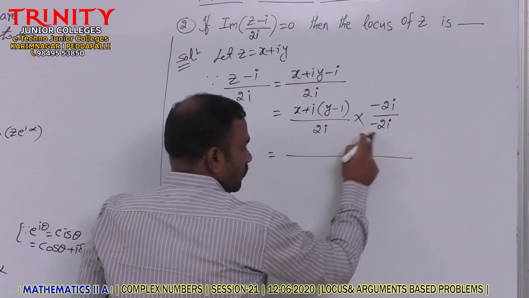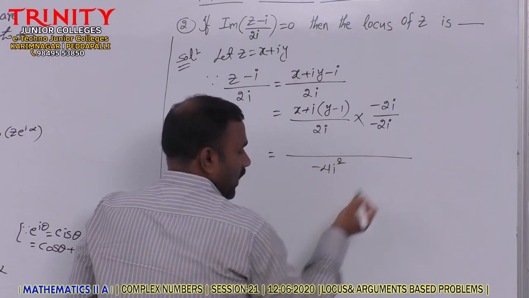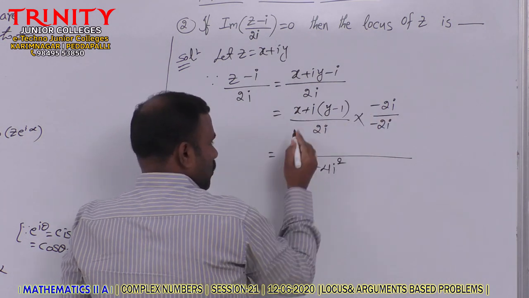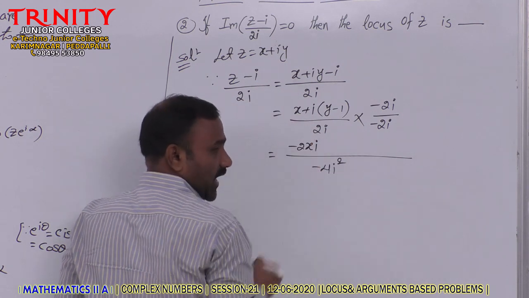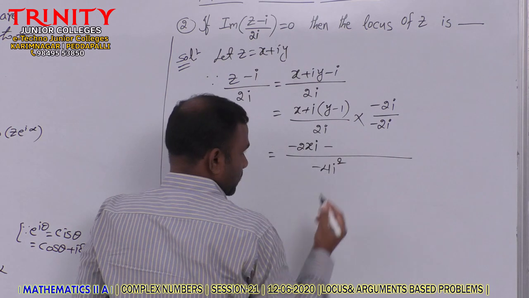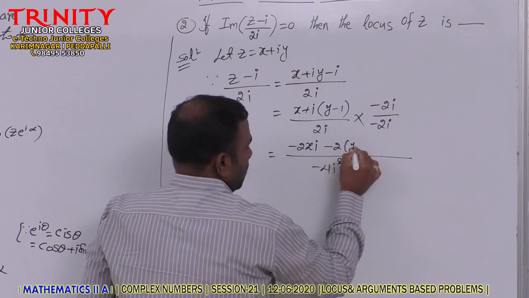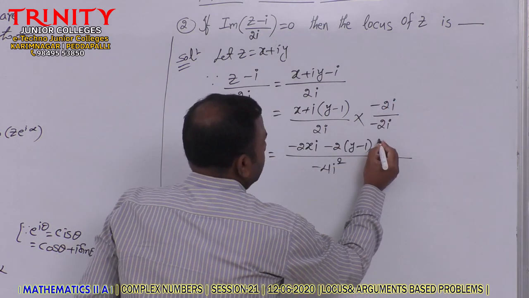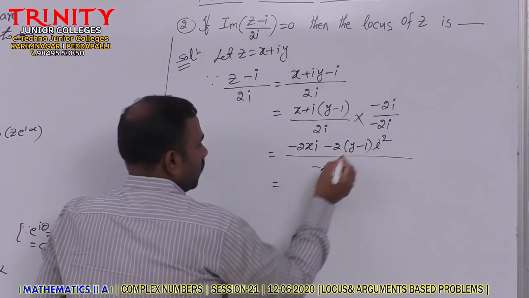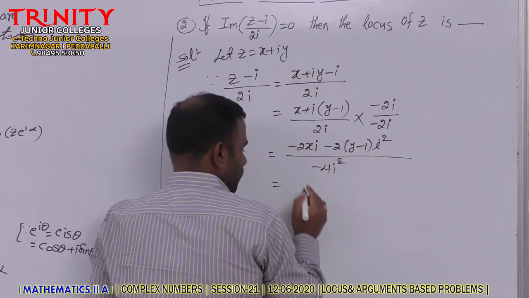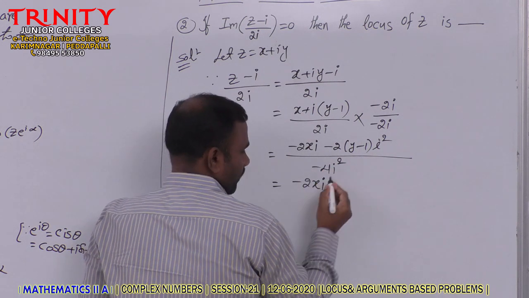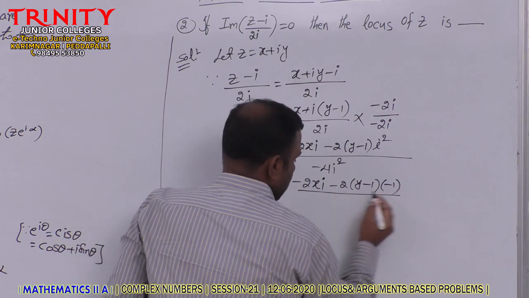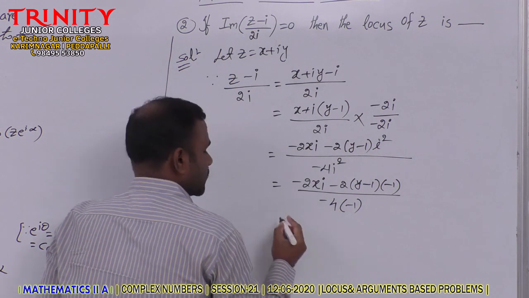The denominator is now minus 4i square. Now comes to the numerator: minus 2i into x is minus 2xi. Next minus 2 of y minus 1 into i, that is i square. Now i square value is minus 1. Minus 2xi minus 2 of y minus 1 into i square value is minus 1, divided by minus 4 into minus 1.